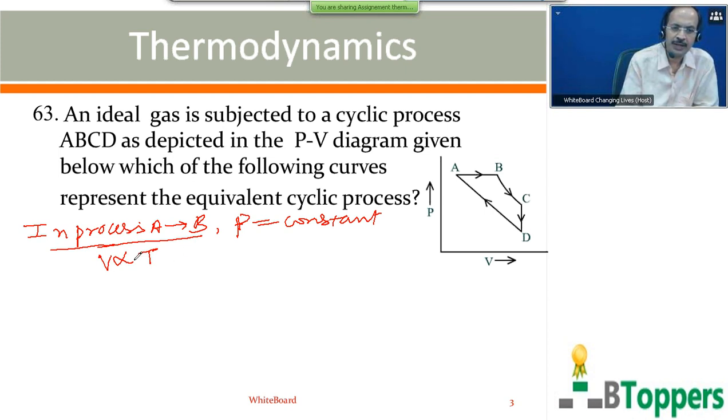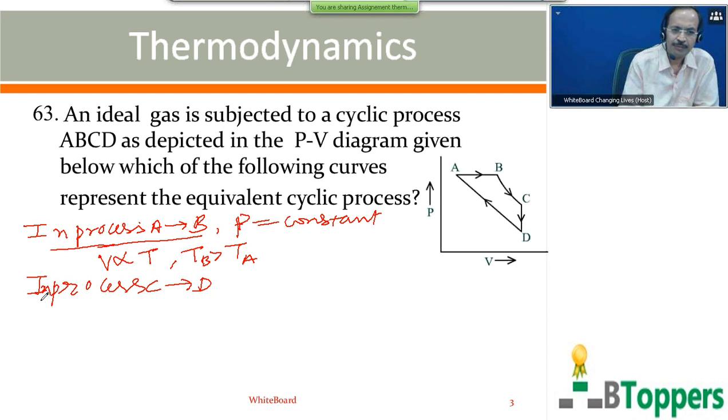If pressure is constant, volume of the gas will be proportional to temperature of the gas. So in the process A to B, volume is increasing at a constant pressure. Temperature must also increase. So temperature at B must be more than the temperature at A.